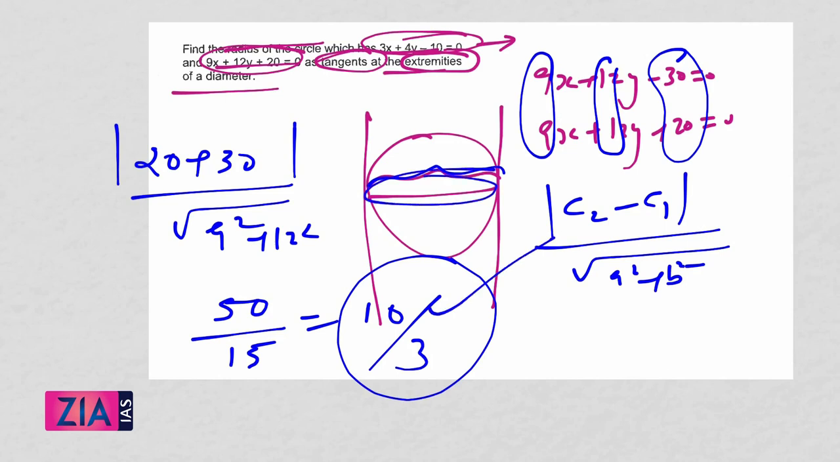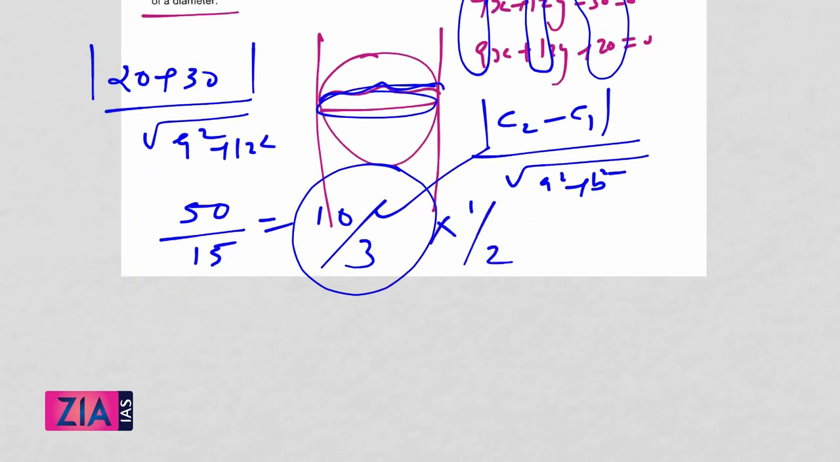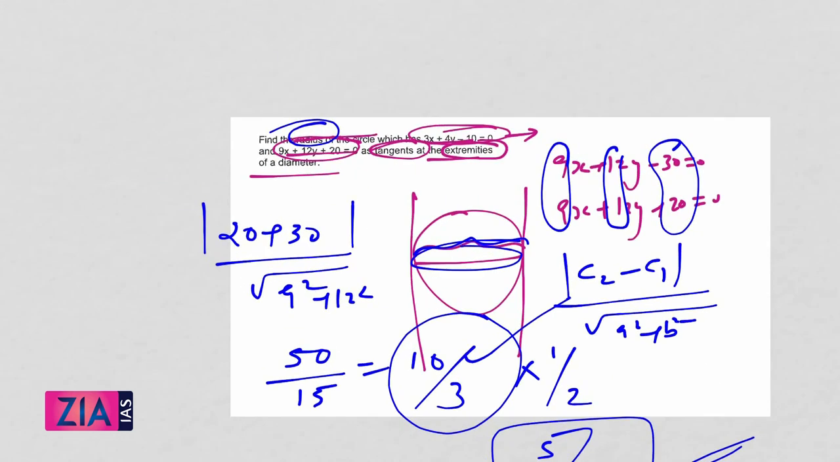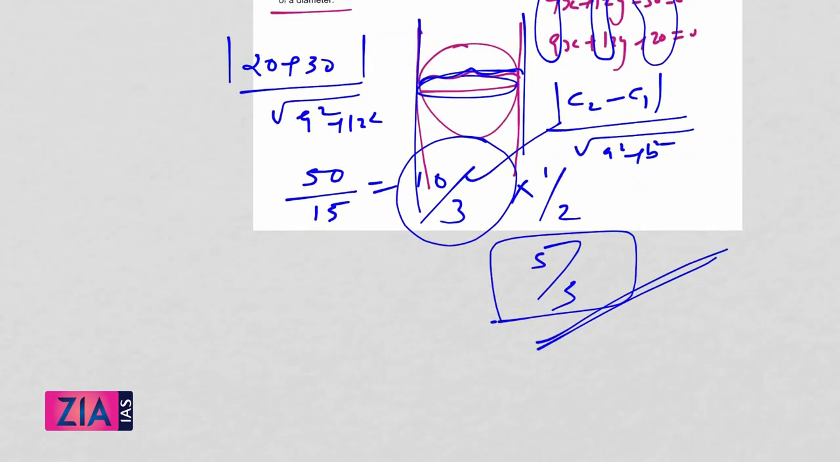What we need, they're asking about the radius. So what is the radius? Into 1 by 2. So you'll get 5 by 3 as the radius, okay? So this is the kind of question they can ask you. That is the application of distance between two parallel lines, okay? They can ask you diameter, they can ask you radius. So diameter here is 10 by 3, radius here is 5 by 3, okay?